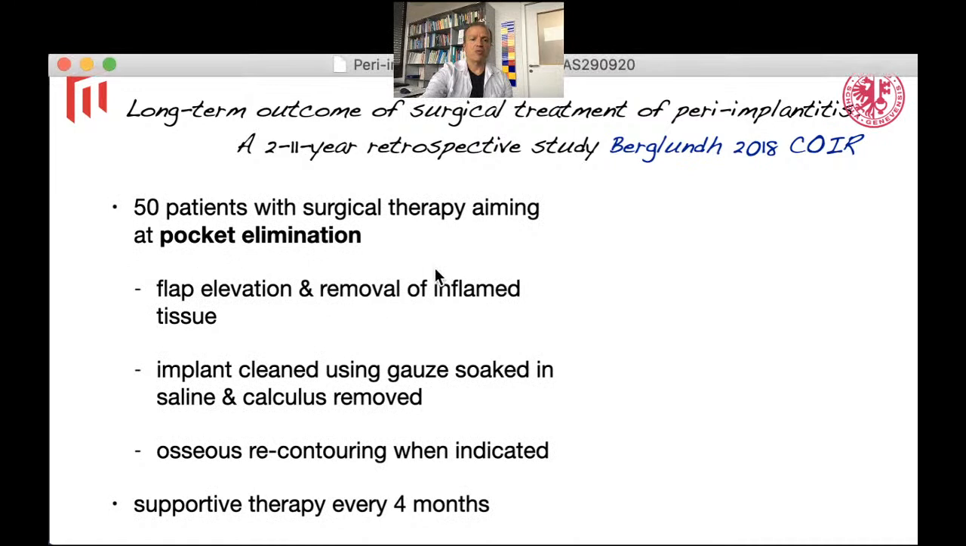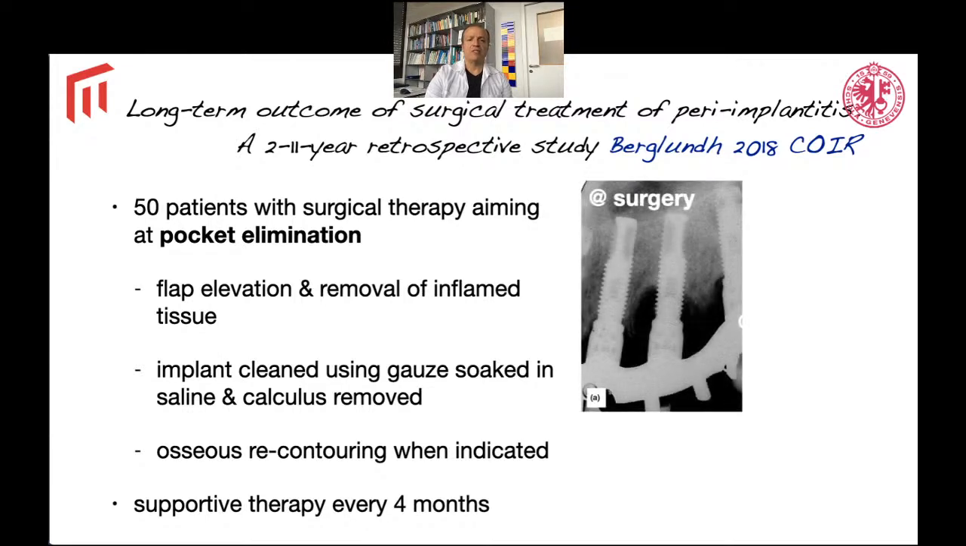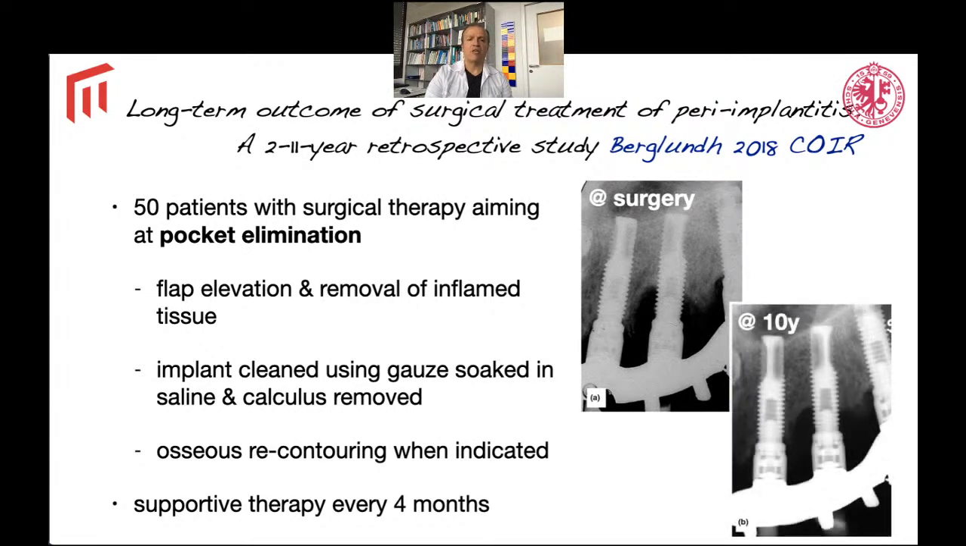Here, 50 patients with implants were treated with the standard, low-tech approach that used to be performed at that clinic, where flaps were opened up, implants were approached, cleaned with a gauze soaked in sterile saline, and then maybe a little recontouring was done where indicated, with no regenerative therapy. These are the results of one case in the publication 10 years after.